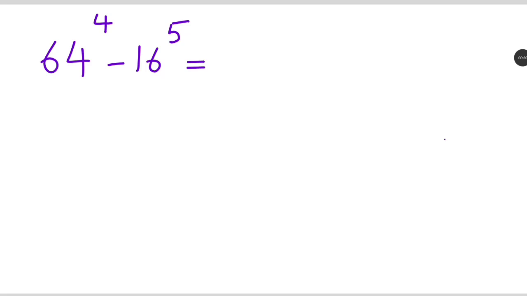Today we will see how to solve 64 raised to the power of 4 minus 16 raised to the power of 5 without using any calculator. Now observe the numbers. Here we have a 64 and here we have a 16. These two are multiples of 4, so that's why you have to convert in terms of the 4 table.